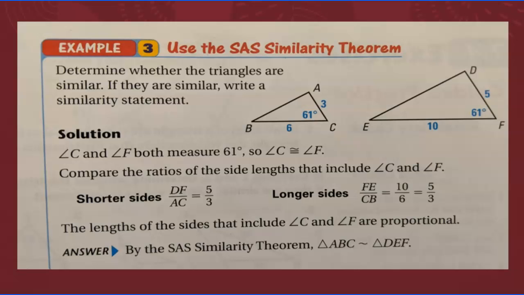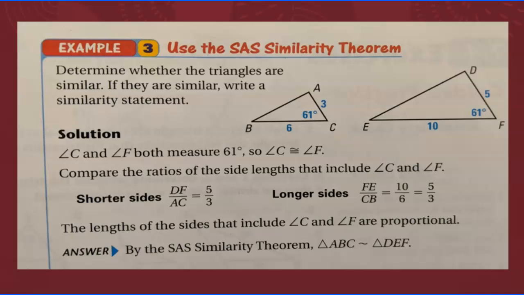Then I need to compare the ratios of the sides. I need to see what they are proportionally. So I look at my shorter side, the one on this side of 61, and I'm going to have 5 over 3, and they've written that here for us. Then I'm going to look at the longer side, and I'm going to write 10 over 6, which reduces to 5 over 3. So these are proportional and my angle matches. So then I may write that similarity statement, triangle ABC is similar to triangle DEF. Not too hard, I don't think.